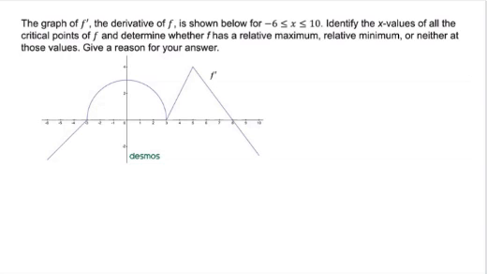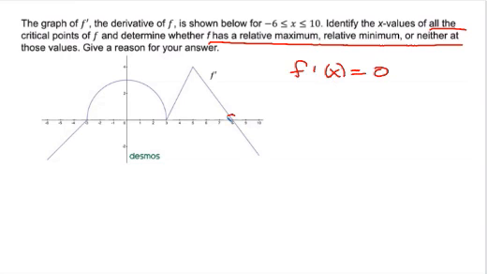The graph of f prime, the derivative of f, is shown below. Identify the x values of all the critical points, and determine whether f has a relative maximum, relative minimum, or neither at those values. So we're looking for where is f prime of x equal to 0. So that's here, here, and here. So we have -3, we have +3, and we have 8.